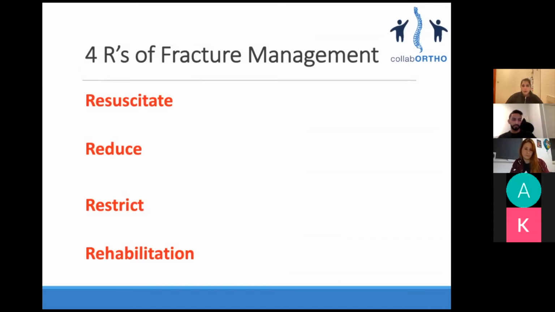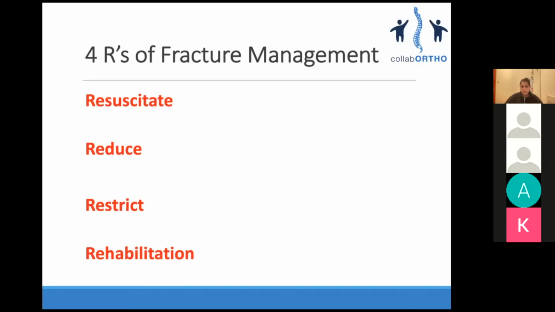Moving on to the 4 R's of fracture management. Can anyone tell me what I mean by resuscitate? You have your patient, it's either a minor or major trauma. What do I mean by resuscitate? Anyone at all? Analgesia, fluid management. Yeah, so with resuscitate, you start off with your basic ATLS, which is advanced trauma life support principles. Particularly with major trauma, you assess the airway and go through your ABCDE.